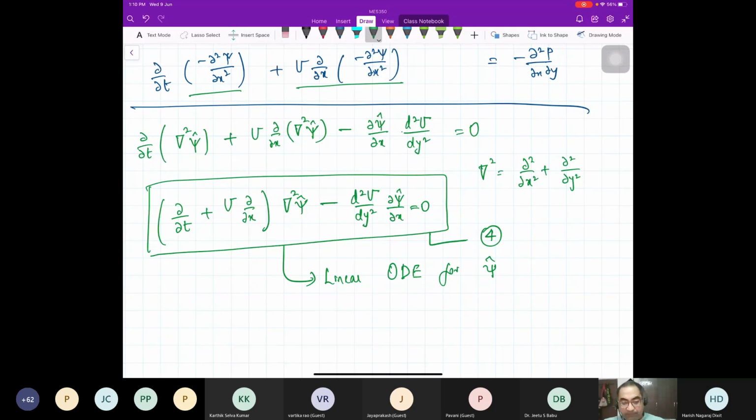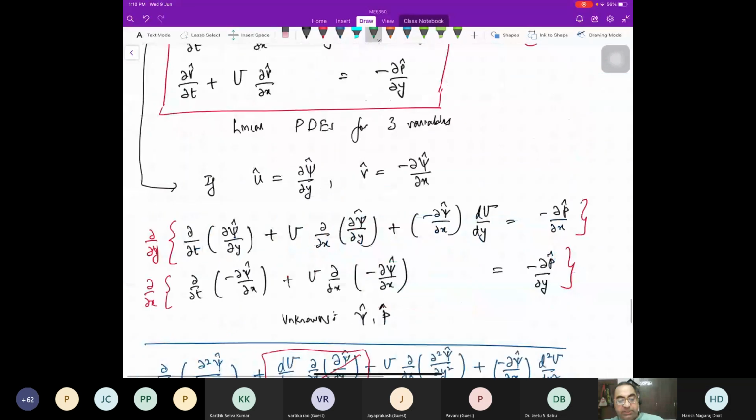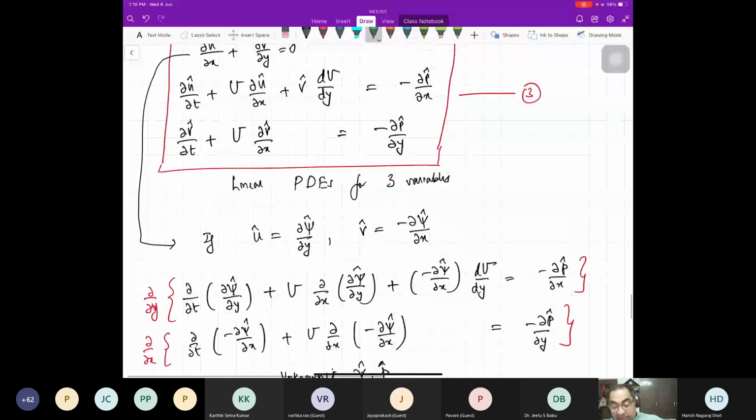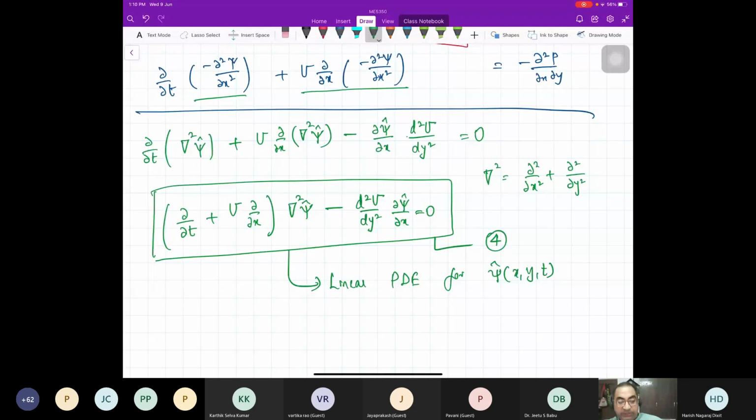Is it linear or not ordinary differential equation? This is still a PDE, partial differential equation, because psi is now a function of x, y, and t. Okay. So we started with nonlinear partial differential equations for 3 variables. From there we came to linear partial differential equations for 3 variables. Now we have reached linear partial differential equations for 1 variable. We have reduced the complexity of the problem by bringing it down to 1 variable.